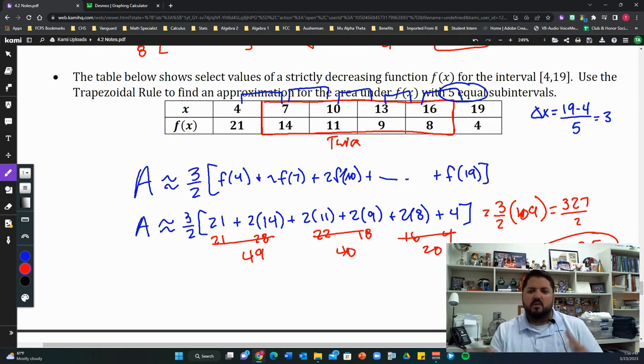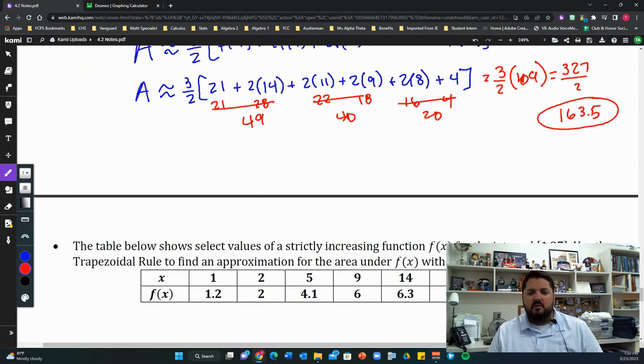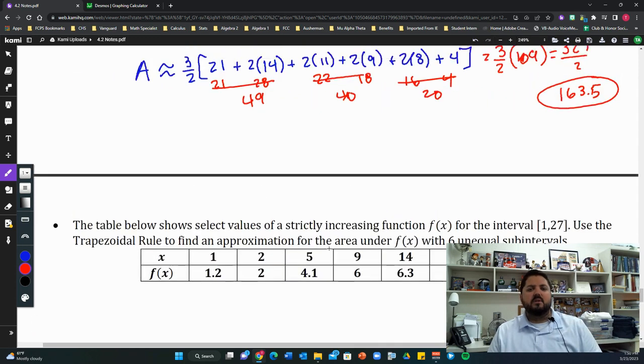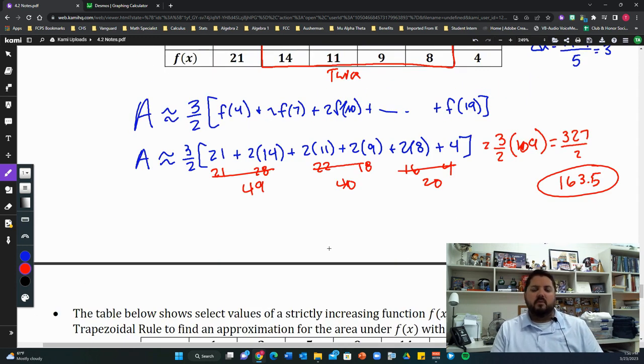So again, it's very similar to the table problems with rectangles. The only difference is that change in formula. Now, what happens if I have unequal subintervals? Well, the only thing that changes is I can't use the shortcut formula anymore. So again, the whole idea of these equal subintervals, that's what allows us to use these sped up formulas.